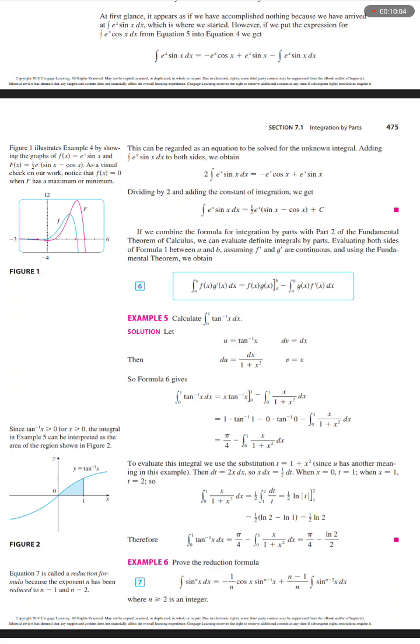Sidebar. Figure 1 illustrates example 4 by showing the graphs of f(x) = e^x sin x and F(x) = 1/2 e^x (sin x minus cos x). As a visual check on our work, notice that f(x) equals 0 when F has a maximum or minimum. Figure 1, graph f and graph F.